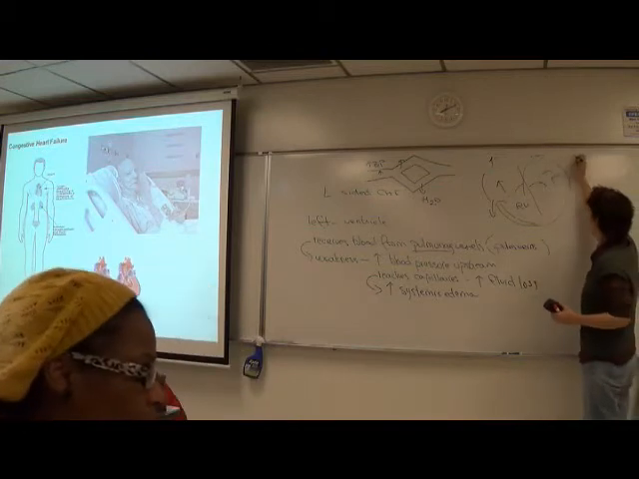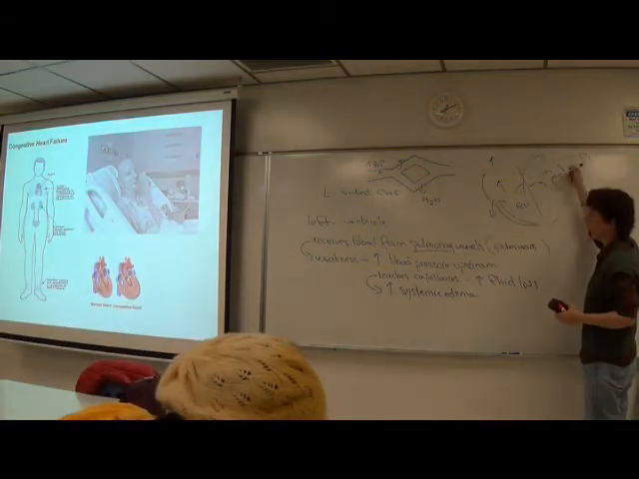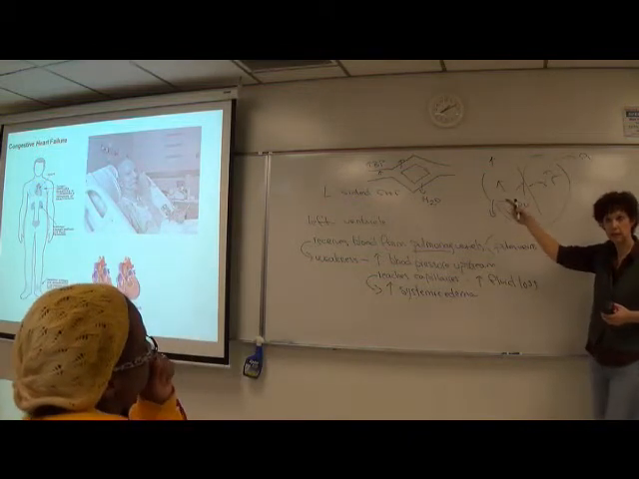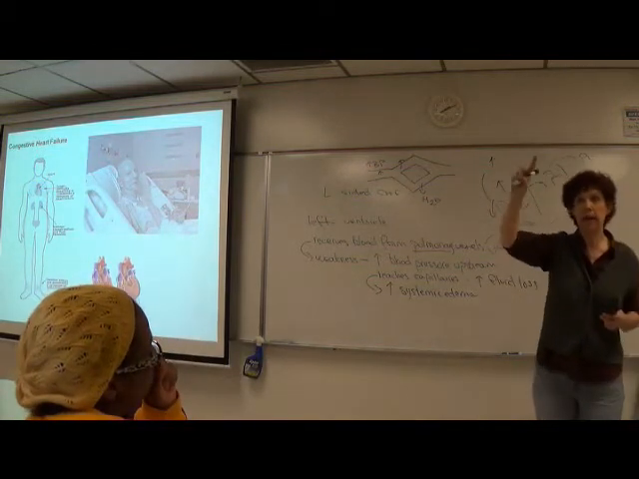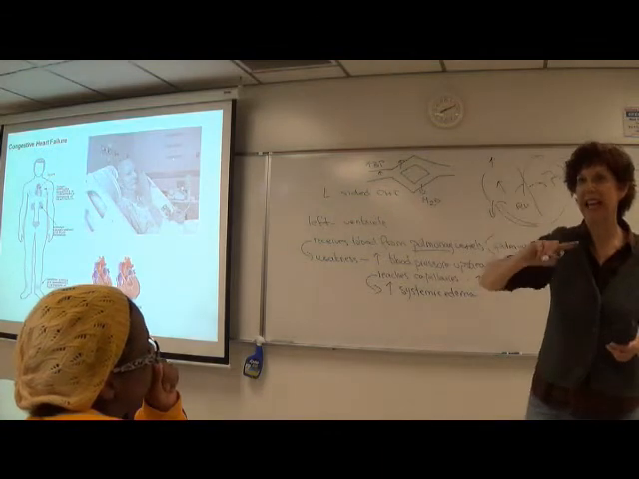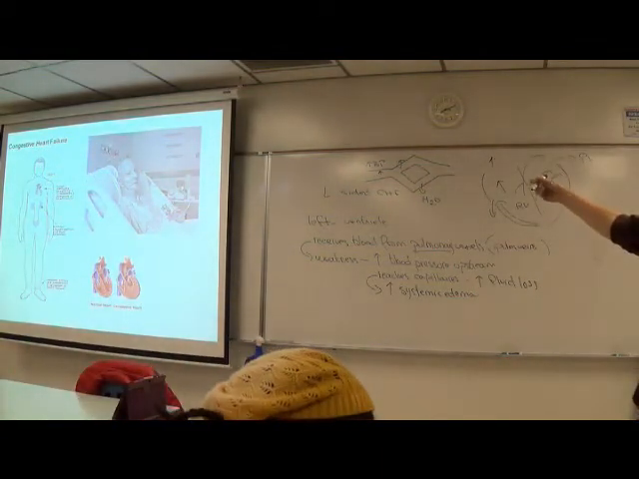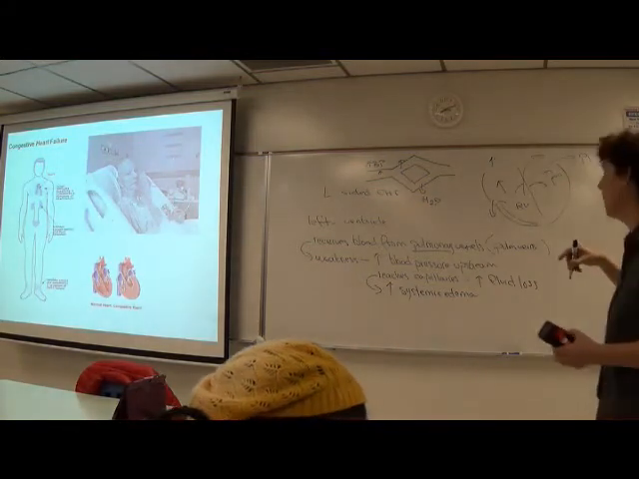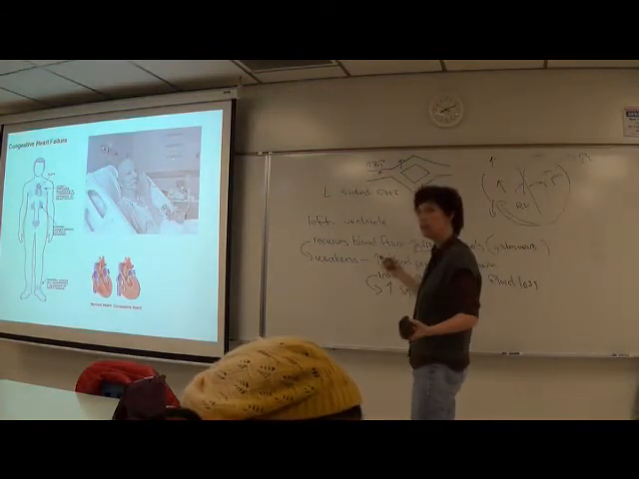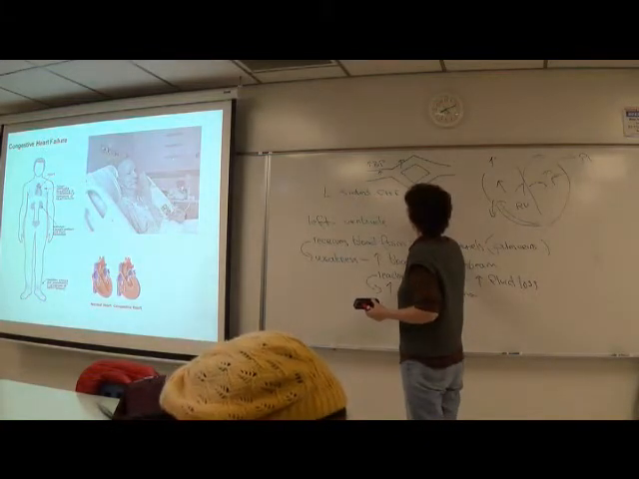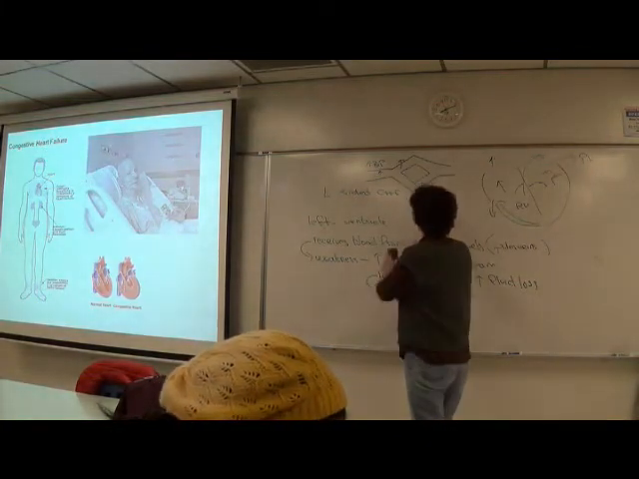From there, it's going to back up into the pulmonary veins. From there, it's going to back up into pulmonary capillaries. Pulmonary capillaries surround the alveoli of the lungs. So we have water leaking out of the pulmonary capillaries, just going into extracellular fluid, it's going to go into the alveoli.